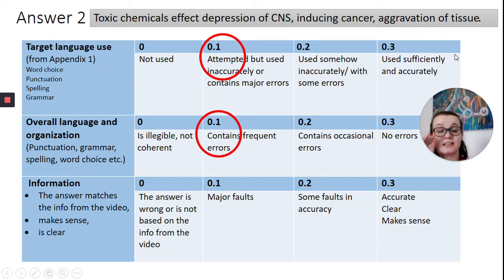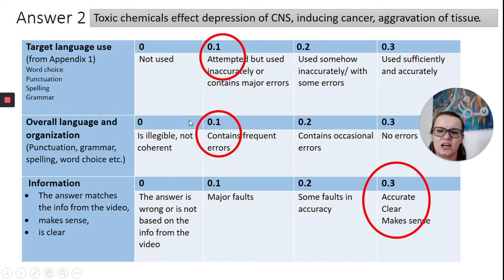And information. What about information? It's accurate. It's accurate. Yeah. Well, you can understand what a person meant. Yes. Language is not really okay, but we cannot deduct marks from both.